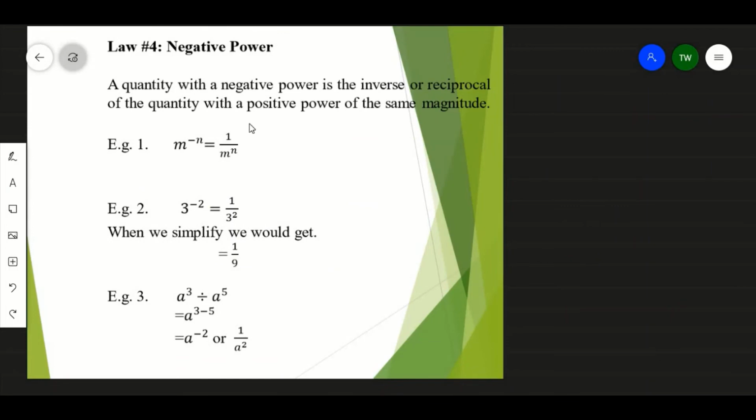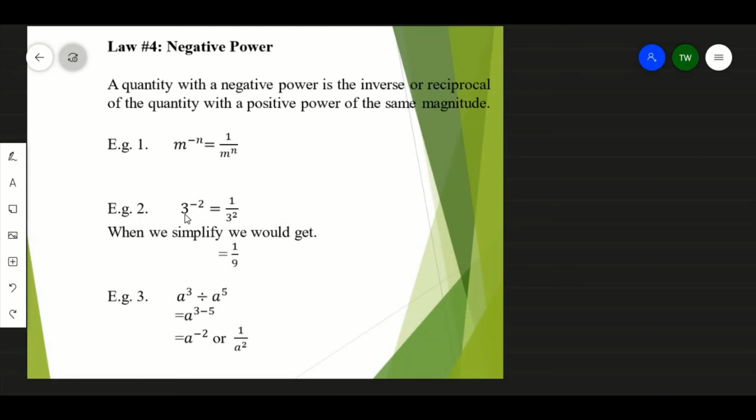Law number 4, negative power. A quantity with a negative power is the inverse or reciprocal of a quantity with a positive power of the same magnitude. So what this is saying, if you have an index that is being written in negative form, for example, number 1 here, m is raised to the negative n, then this is equal to the reciprocal of this, which is 1 over m to the positive n.